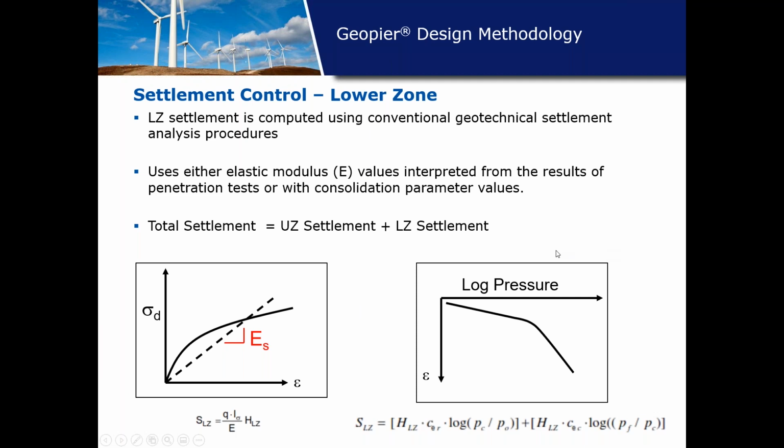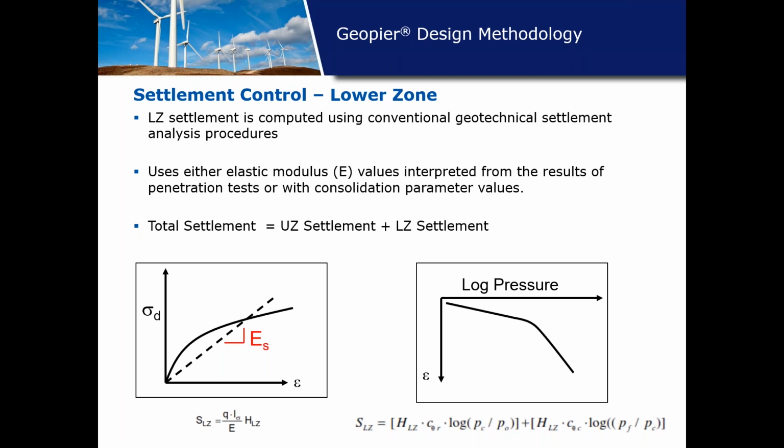For the lower zone, what we'd simply do is use normal geotech analysis procedures. We would use some sort of elastic modulus value for granular soils, so your clean sands, your silty sands, your clay sands. So let's say you did an SPT on a project and you had silty sands at depth, you could maybe use 20 to 25 times the N value to come up with an E value in KSF.